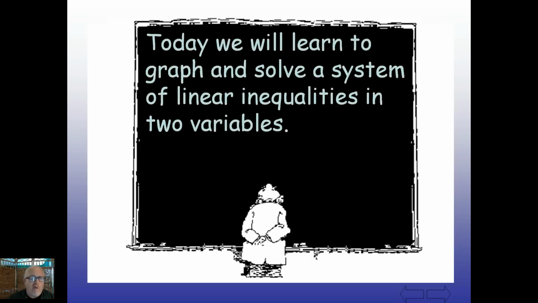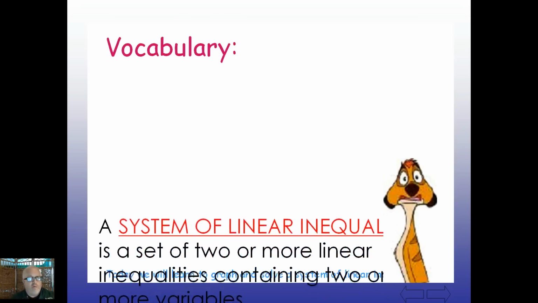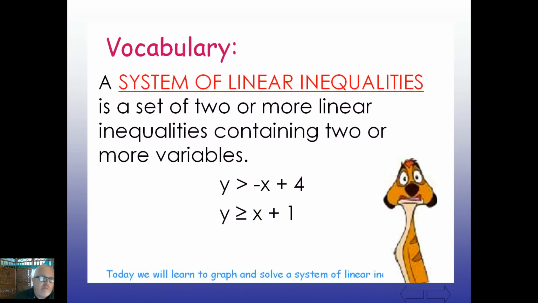Today we will learn to graph and solve a system of linear inequalities in two variables. So our vocabulary for today. A system of linear inequalities is a set of two or more linear inequalities containing two or more variables. So in this case, notice, here's an example. Y is strictly greater than negative x plus 4. Y is greater than or equal to x plus 1. Now we've seen these. We saw these in a previous unit where we talked about graphing these independently. Well, here we're going to be looking at them together.